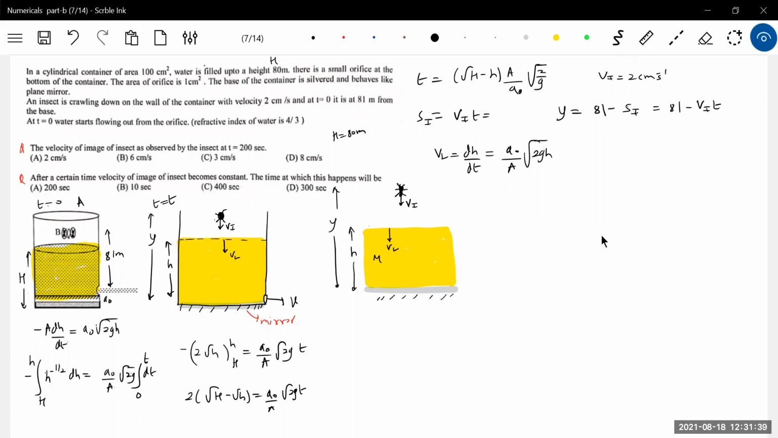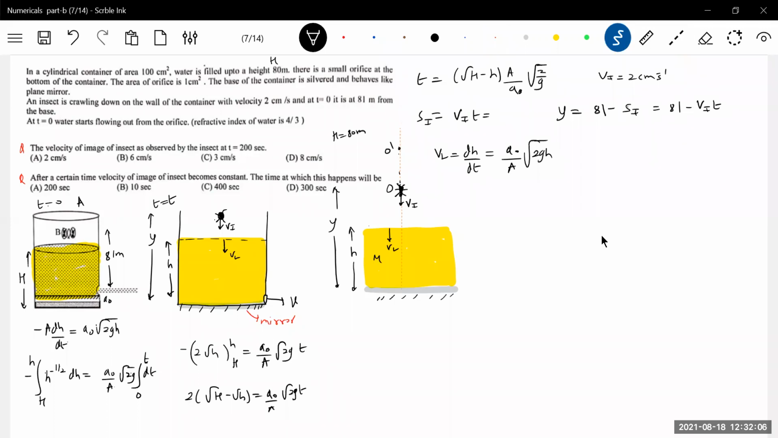So first, this mirror will see this insect somewhere here, no? I'll call the insect object O. Now it will appear at O dash. The previous problem that we just discussed has to be applied here. So along this line, put it here. So where will it appear? It will appear at O dash.